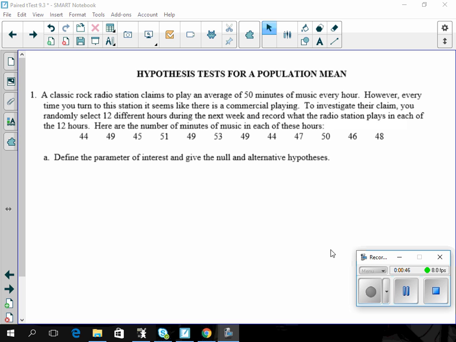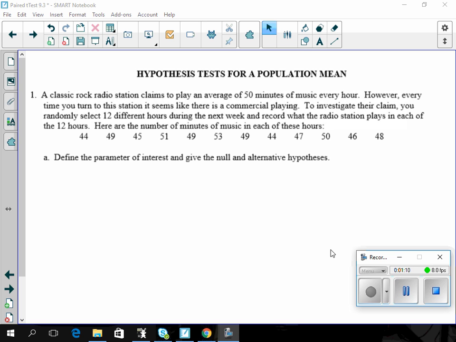Why would you need to do that here? Hello, I'm asking you a question. Why do we need the median?